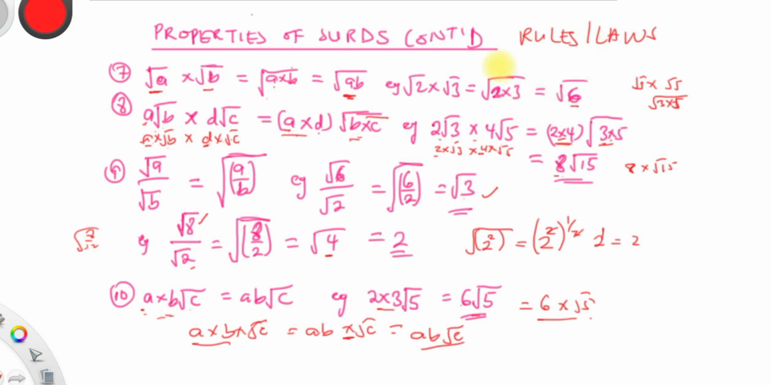So we have finished looking at the properties of surds, or rules of surds, or laws of surds. So we continue in the next video.